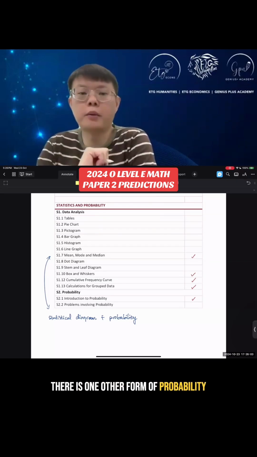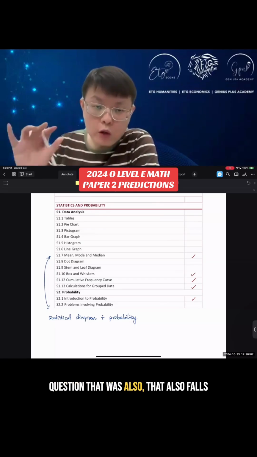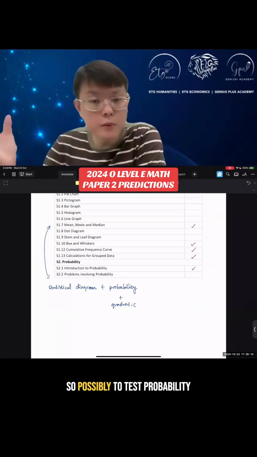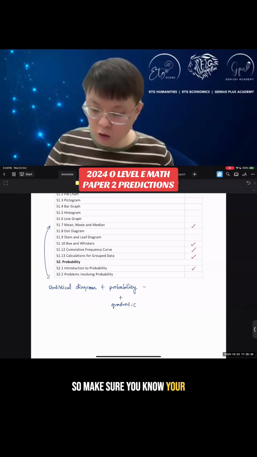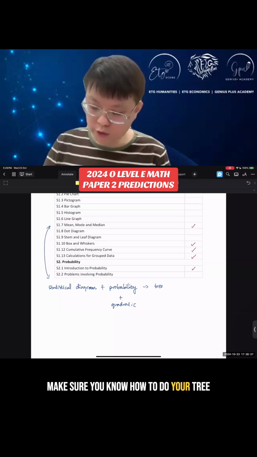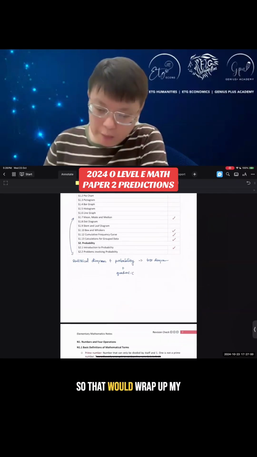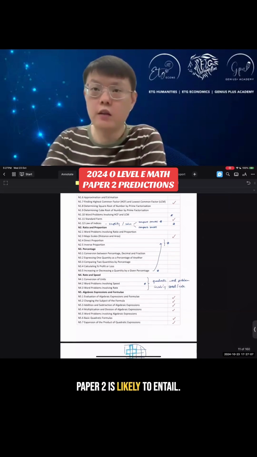There is one other form of probability question that also falls under a section that was not tested. So possibly to test probability plus quadratic as well. So make sure you know your probability tree or possibility tree. Make sure you know how to do your tree diagram and make sure you know how to find unknowns in your tree diagram. So that would wrap up my predictions, what I think your paper 2 is likely to entail.